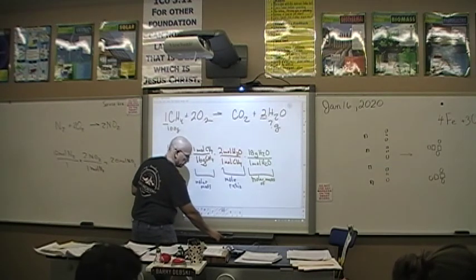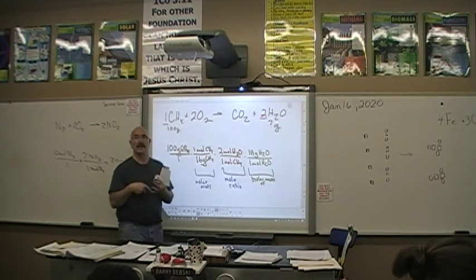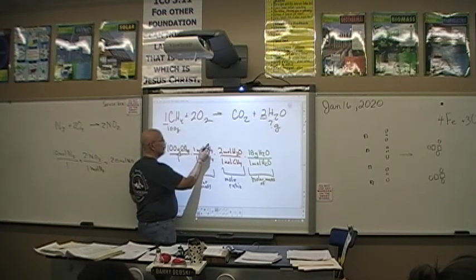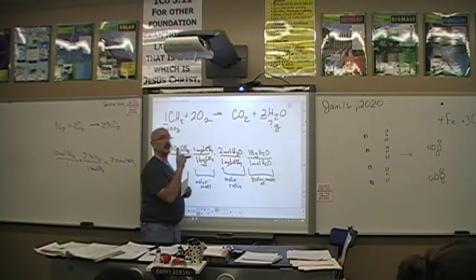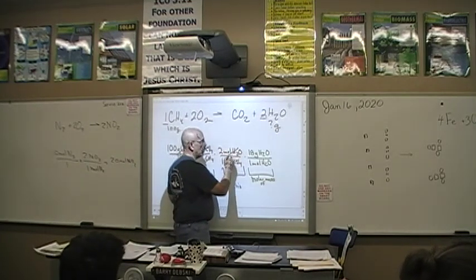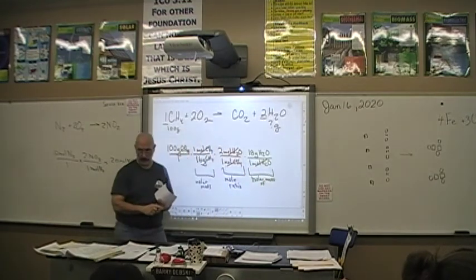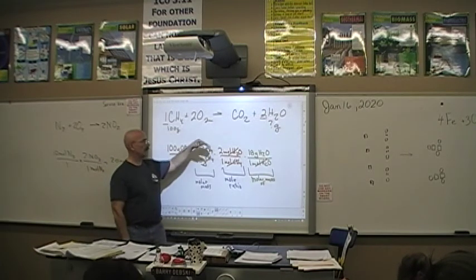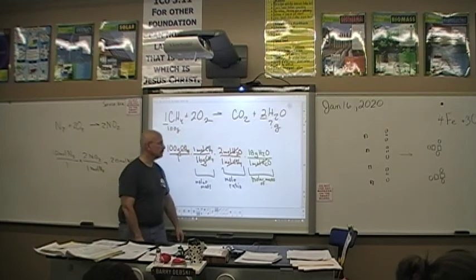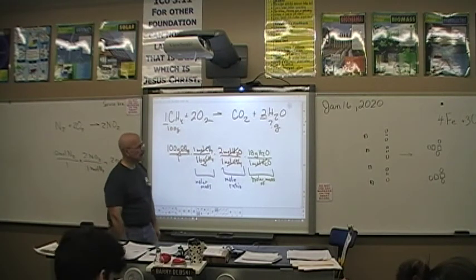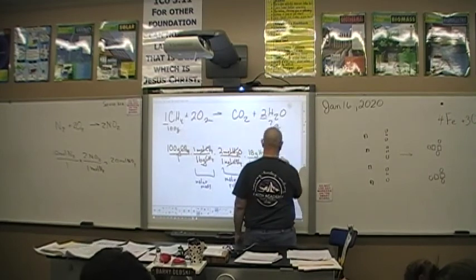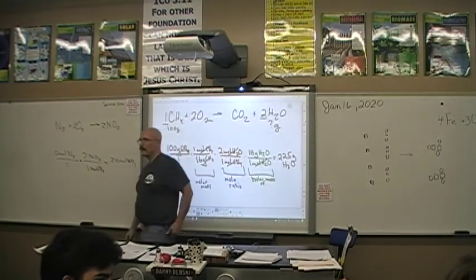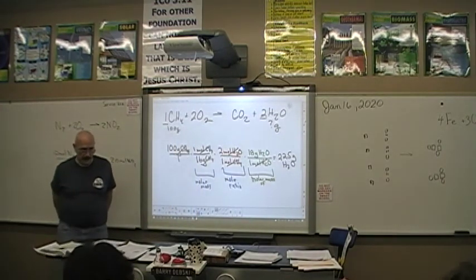Now, check your units, because my units will tell me if I flip something upside down by accident. Grams of CH4, grams of CH4, check. Moles of CH4, moles of CH4, check. Moles of H2O, moles of H2O, check. And if all those things cross out, then you grab your calculator, take 100 times 2 times 18 and divide by 16. 225? Do we trust them? 225 grams of H2O.